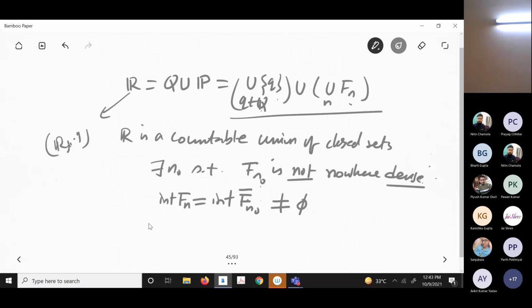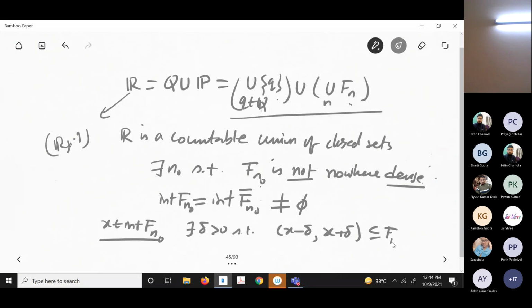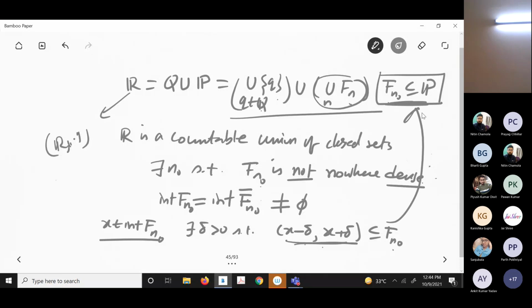Now look, why will it give a contradiction? Because if you take x belonging to the interior of F_n naught, in R open sets are open intervals, so there exists delta greater than 0 such that the interval x minus delta to x plus delta is contained in F_n naught. But look, F_n naught was a subset of the irrationals, because P was the union of all these. But here you are getting rationals as well as irrationals, and F_n naught contains some rationals. That contradicts this, so the irrationals can't be written as a countable union of closed sets. Okay, got it? So this is the importance. Irrationals cannot be written as a countable union of closed sets.